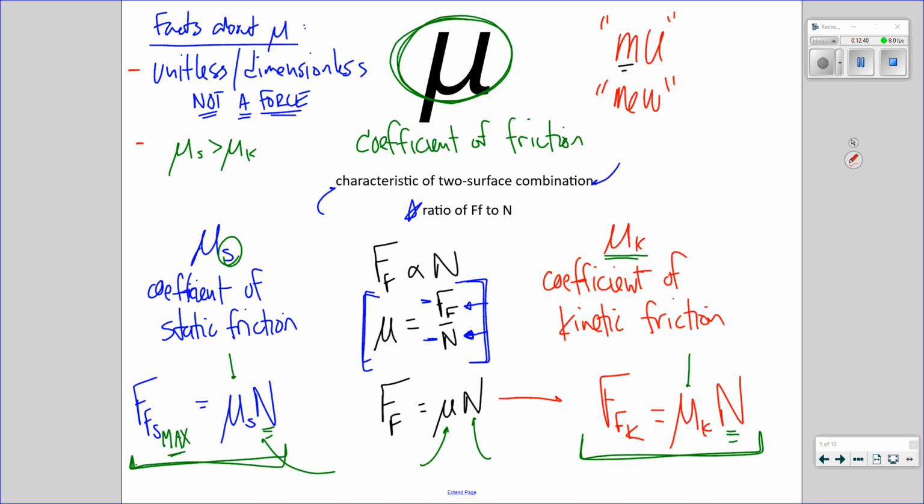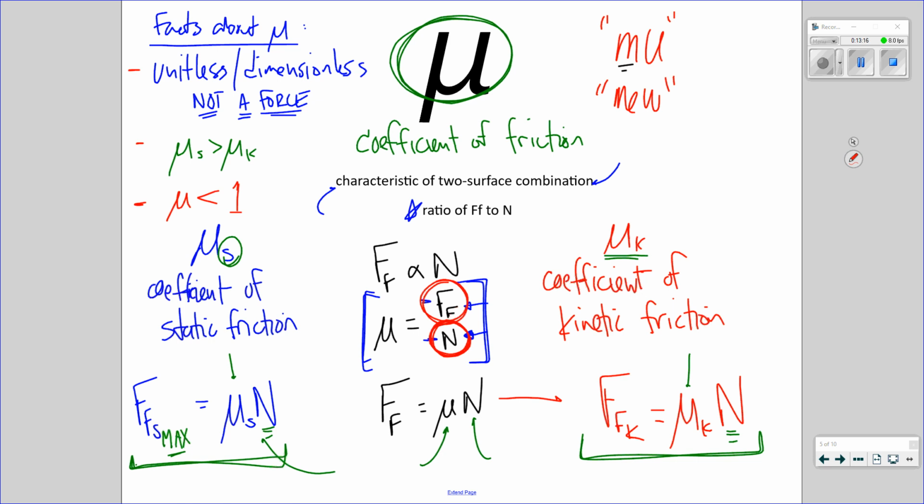There's always a greater mu s for any given combination of surfaces than there is a mu k. Okay, and furthermore, again, you got to be careful with these always statements, but any mu for you as an introductory physics student is going to be less than the number 1. It's very rare to say that, for every pound of normal force, there would be more than a pound of friction.